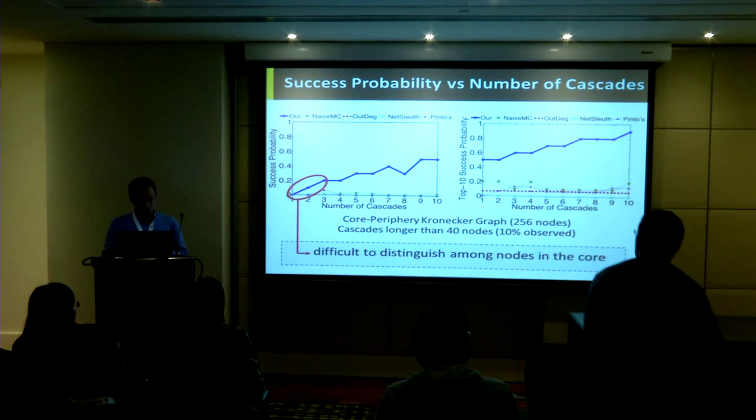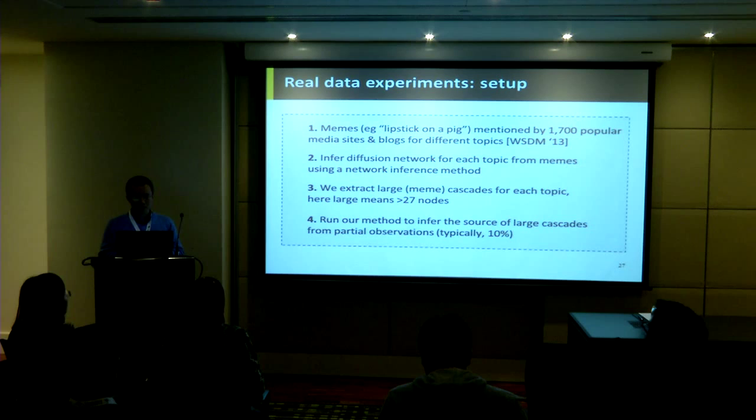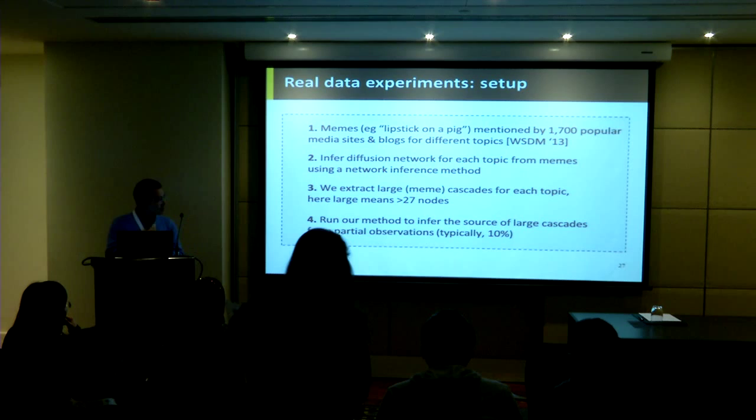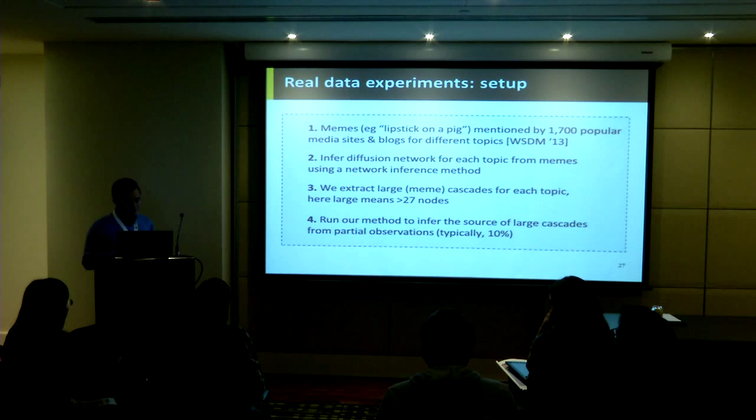Right. So this evaluation using synthetic data, you can also do with real data. We managed to obtain some data from MemeTracker, and it's basically some blogs connected, involving 1,700 media sites. And then we have the posts from all these blogs. Based on these cascades from this kind of real-world data, we can first estimate the diffusion network, as Manuel mentioned in the first part of the tutorial. And we are going to look at some of these bigger cascades in this diffusion network.